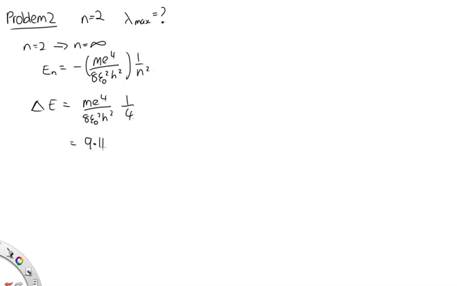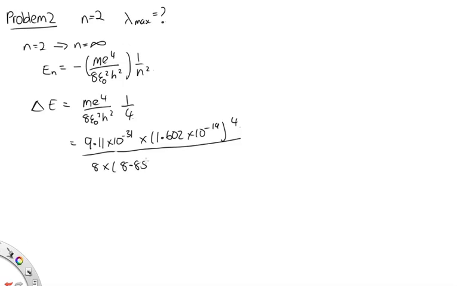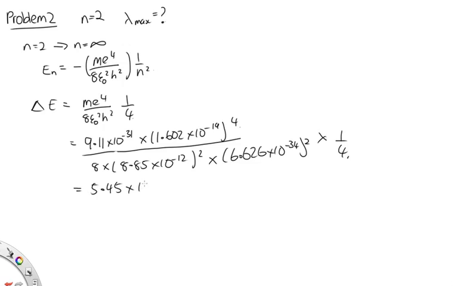So we've got 9.11 times 10 to the minus 31, that's the mass of an electron, times 1.602 times 10 to the minus 19, to the power of 4, over 8 times epsilon naught squared, which is 8.85 times 10 to the minus 12 squared, times h squared, which is 6.626 times 10 to the minus 34, squared times 1/4. So solving this on the calculator, we get 5.45 times 10 to the minus 19, and that's in joules.